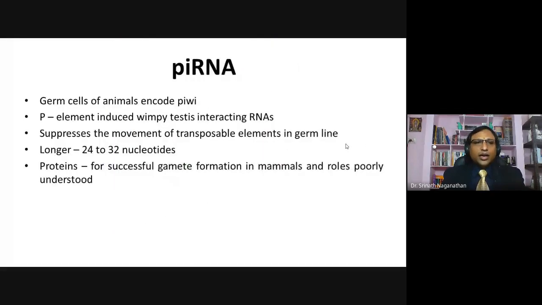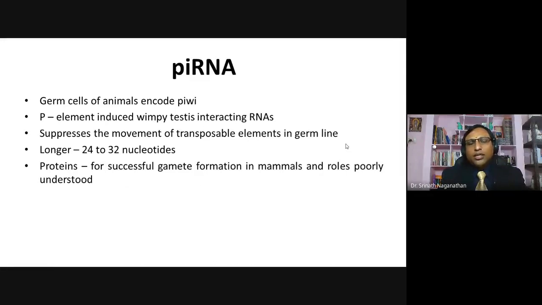Let's see the piRNA. The germ cells of the animals encode the PIWI proteins. So this is actually the P-element induced wimpy testis interacting RNAs. It suppresses the movement of the transposable elements in the germline. Transposable elements are like jumping genes. They can move from one place to another.